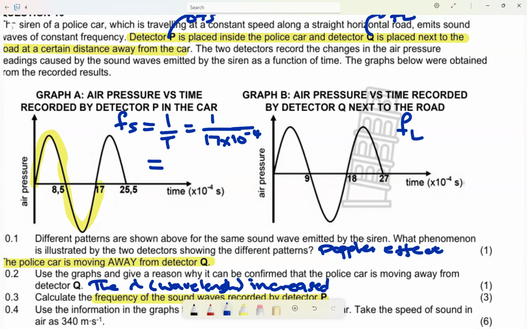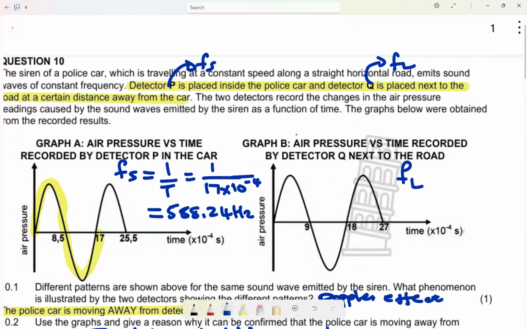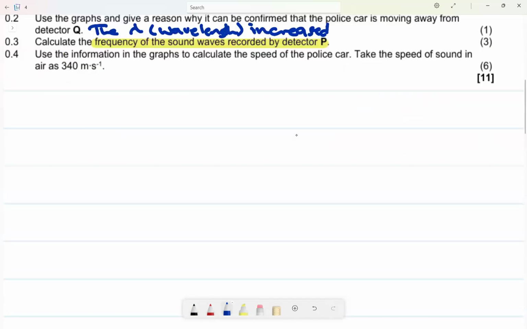Okay, it is not moving away from that detector or towards. It is within it. Okay, yes. Then I get something like 588.24 hertz. Okay, this is for 10.3, where I calculated the frequency of the sound wave recorded by detector P. And I repeat, detector P records the frequency of the sound, and detector Q records the frequency of the listener. Okay.